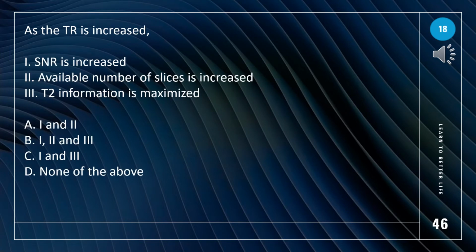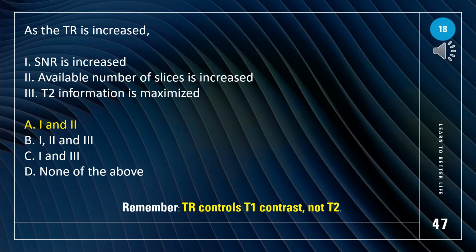As the TR is increased, how does it affect below? Pause the video and think. The answer is A. 1 and 2 only, by increasing SNR and number of slices. Remember, TR controls T1 contrast, not T2.